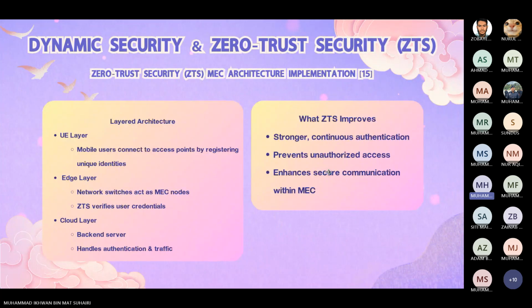Next is the ZTS-based MEC architecture. It has three layers. The UE layer uses connect and register identities, and at the edge layer, switches act as MEC nodes, and ZTS verifies users' credentials, and at the cloud layer, the server handles authentication and processes user traffic.